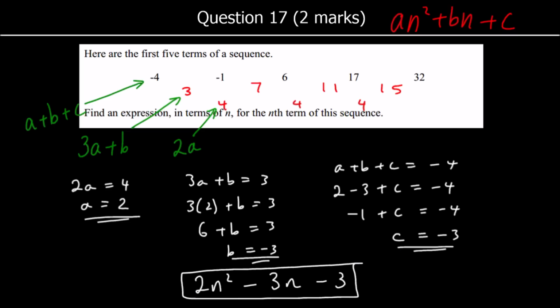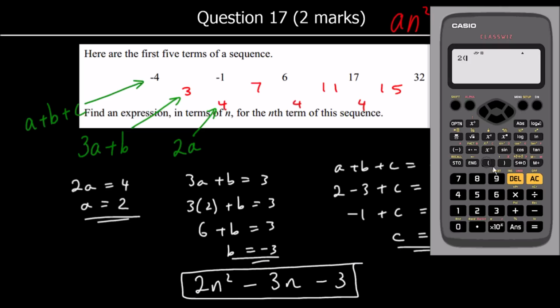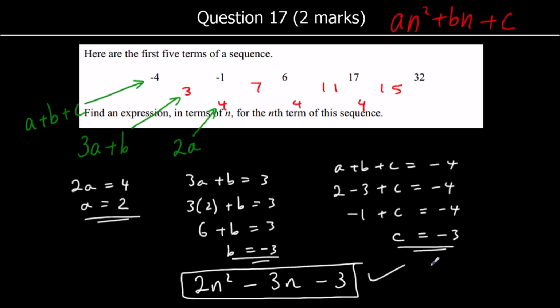And again, I'll check my answer. The fifth term should be 32. So 2 times 5 squared minus 3 fives minus 3 is 32. So that's my nth term.